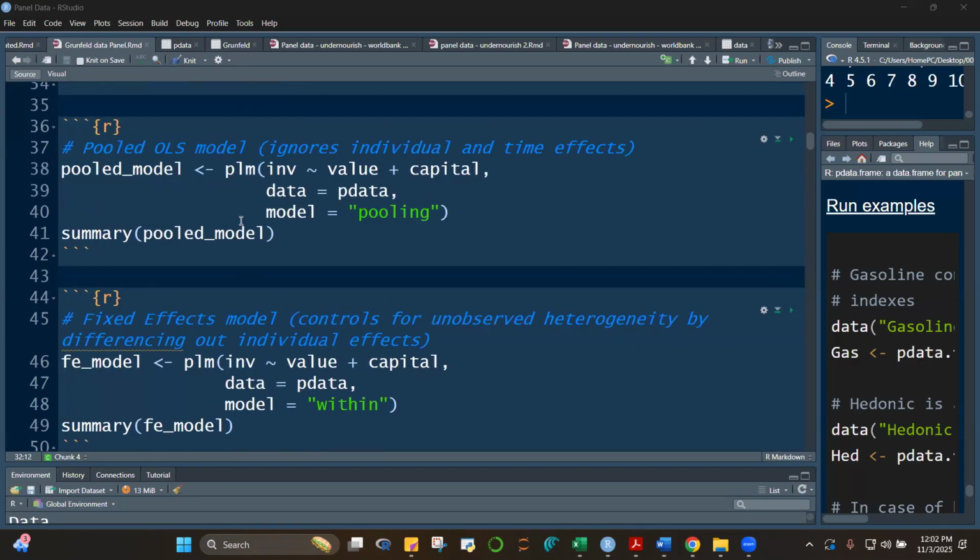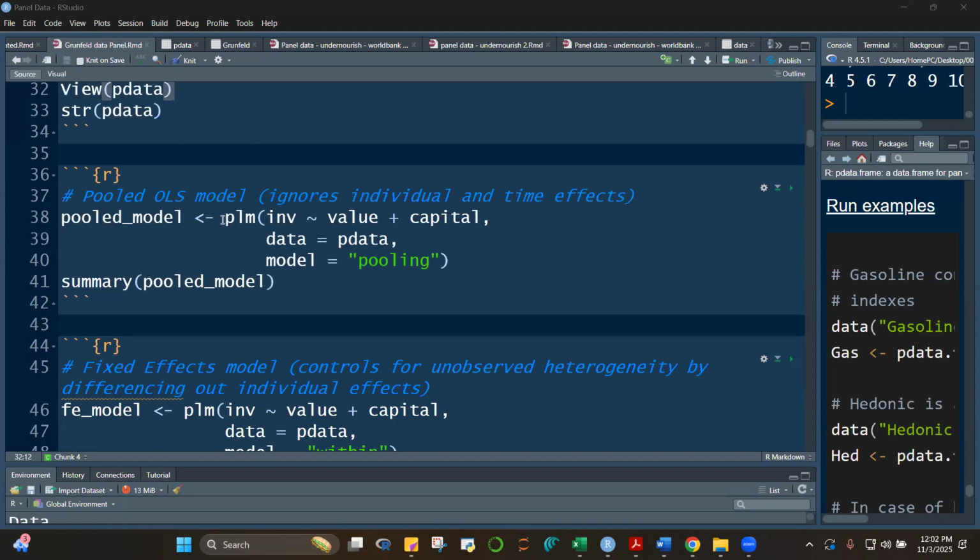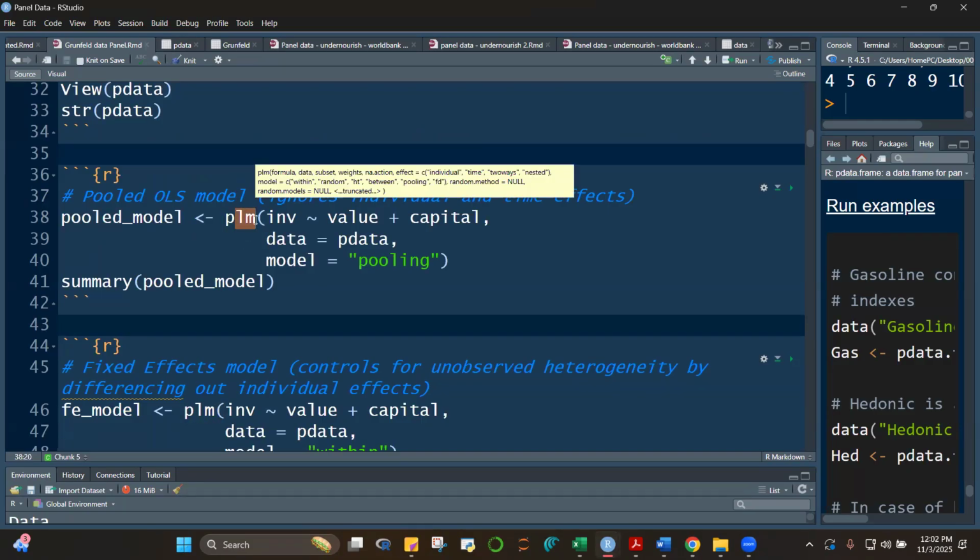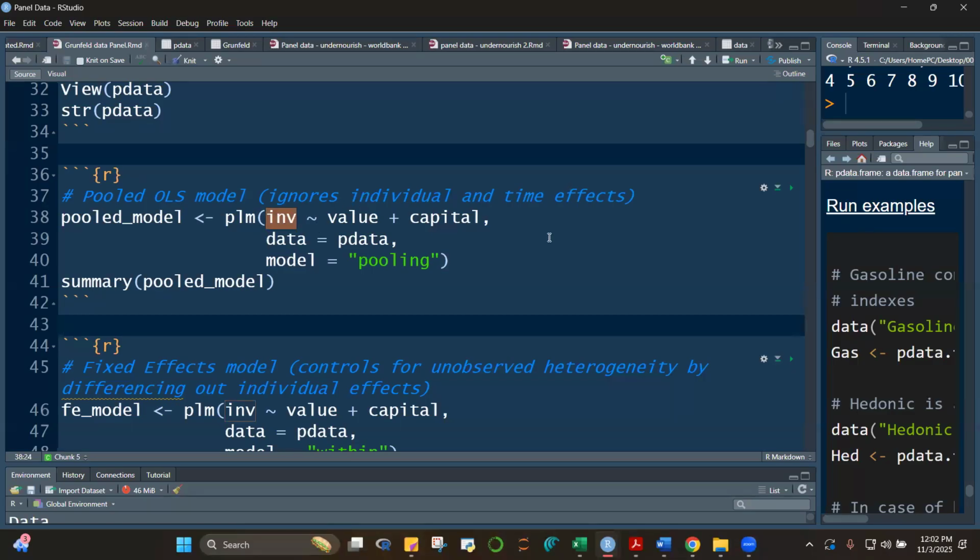So let's first create this. Okay, let's call it pooled model. We're using the PLM function. So this is not LM, class, the one that we used before. PLM is for panel data. So this is specifically good for panel data. And then we identify the dependent variable, investment, associated with value plus capital. Same thing with LM, class. And then we identify the data. And then we identify the model, class. The model is equal to pooling. Okay, so let's run this, class.